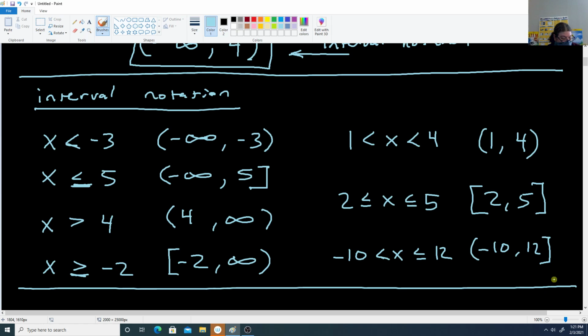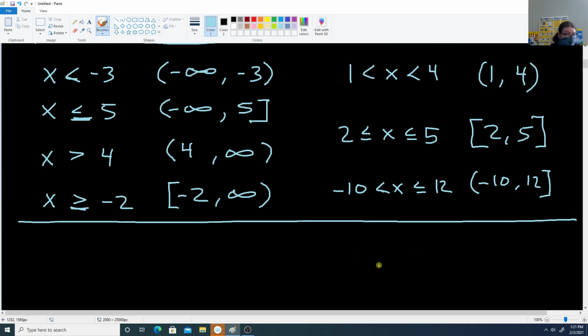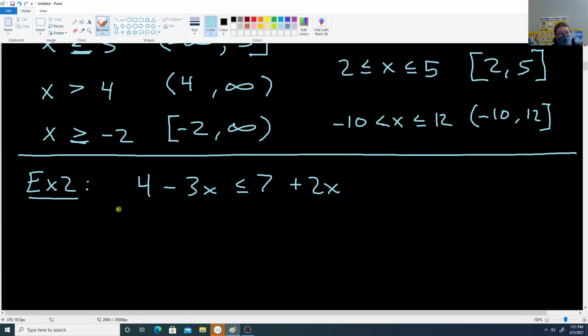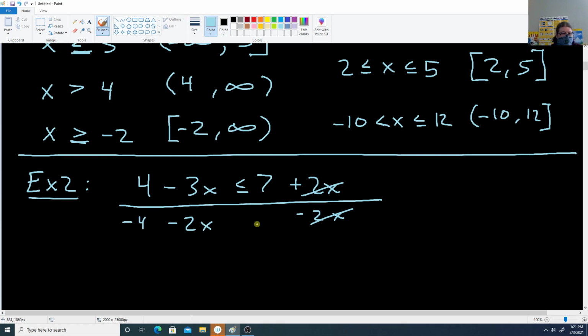So moving along, next example. It wants us to figure out what's going on with 4 minus 3x is less than or equal to 7 plus 2x. We want to answer in interval notation. So to solve this, I'm going to get all the x's on one side, so I'll subtract 2 x's across. I'll subtract 4 across.